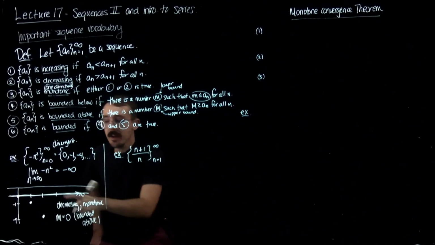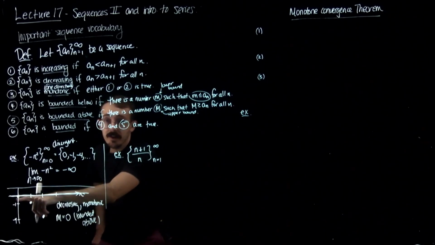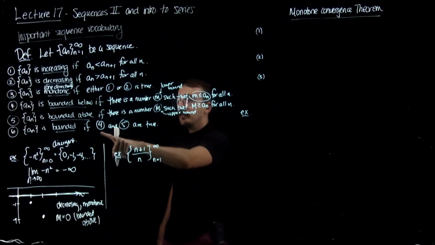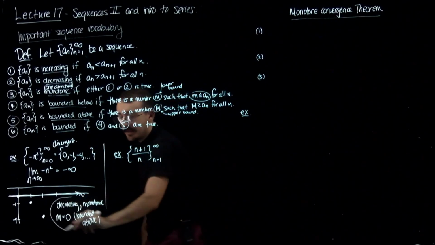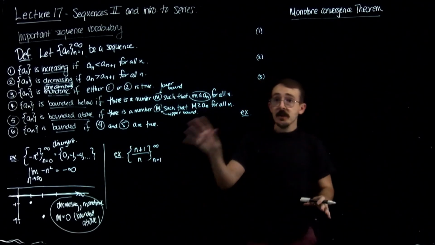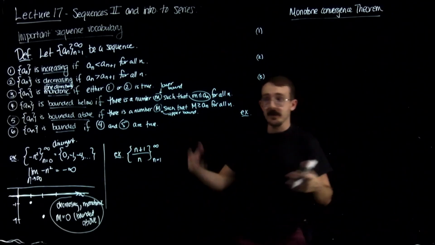I could pick 1 or 2. And 0 is the lowest one I could pick. So we're bounded above. Because we're not bounded below, we're not bounded. So these 3 vocabulary words apply to this one. You might want to pause the video and try this one now, but I'm going to do it.